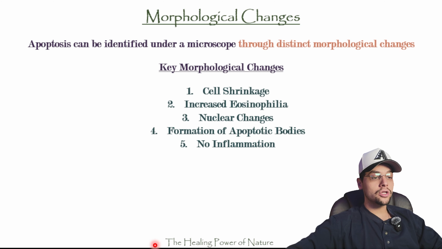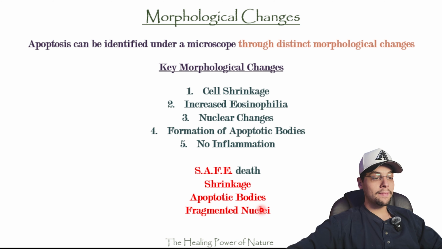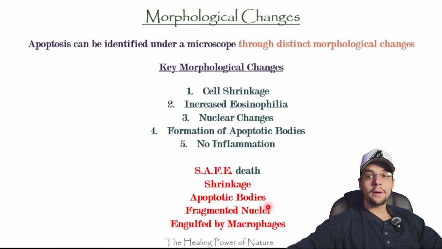A good mnemonic you can use to remember this is SAFE death. What does this mean? S, shrinkage. A, apoptotic bodies form. F, fragmented nucleus via pyknosis to karyorrhexis. And E, they're engulfed by macrophages.